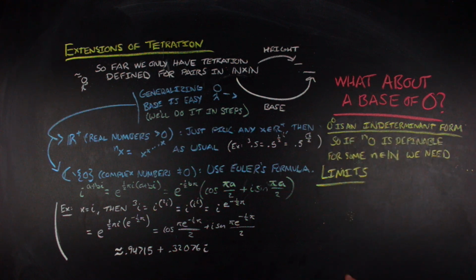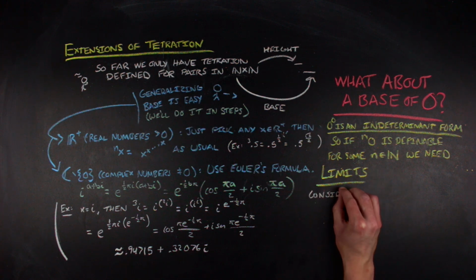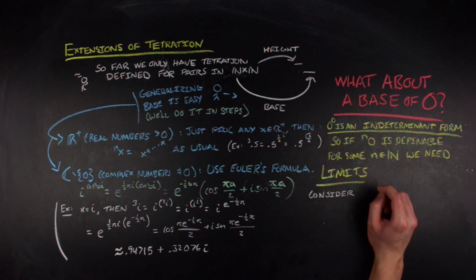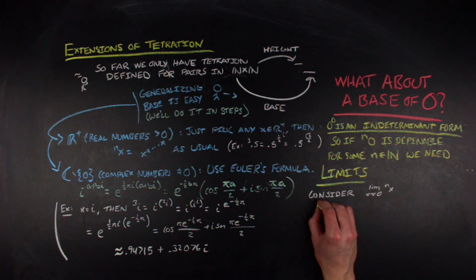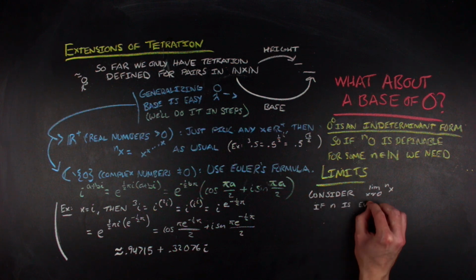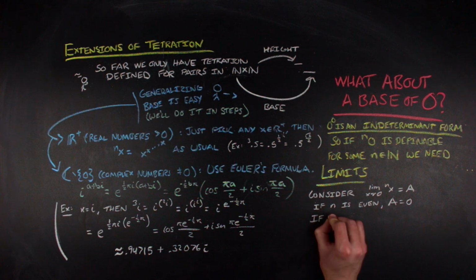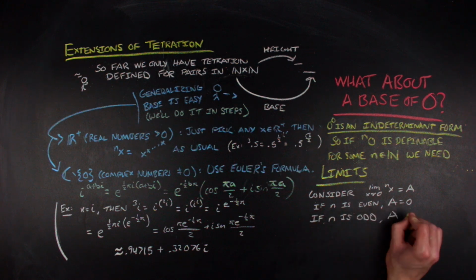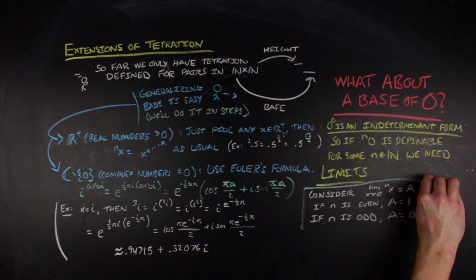It turns out that if we consider the limit as x approaches 0 of the tetration of x to the height of n, where n is a natural number, we end up getting that if n is even, then that limit approaches 1. And if n is odd, then that limit approaches 0. And so we can define that the tetration of 0 to the height of n is 1 if n is even and 0 if n is odd.